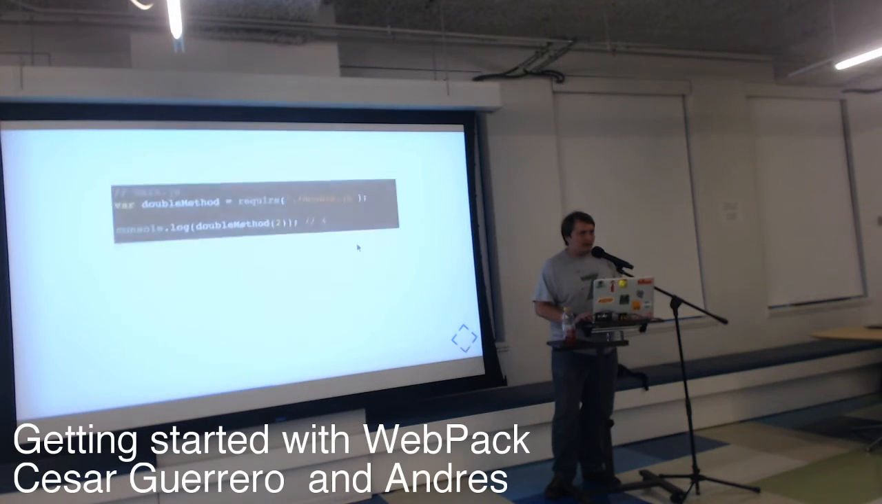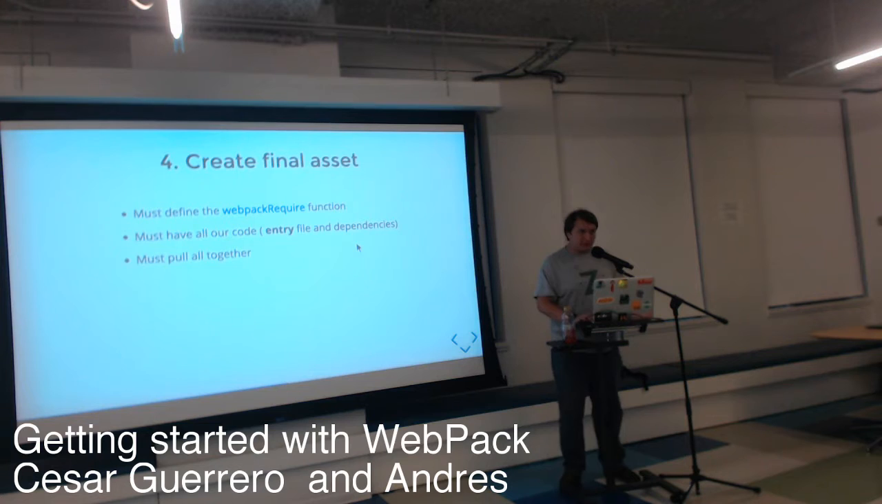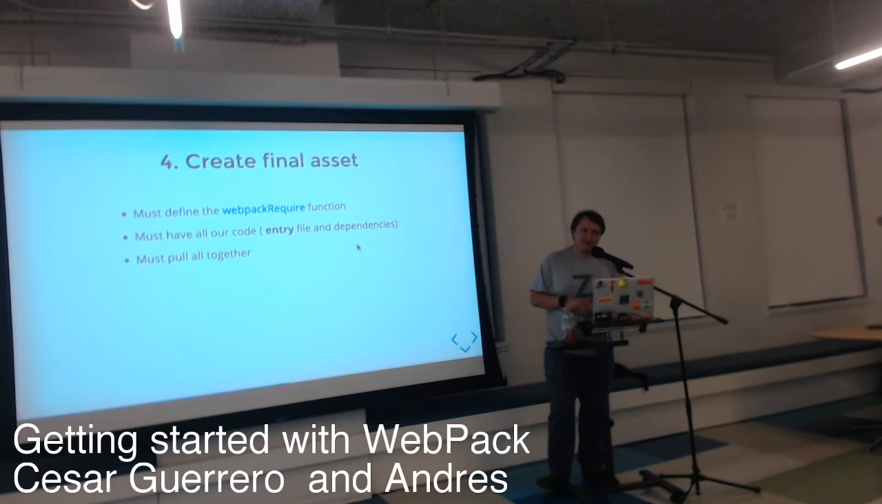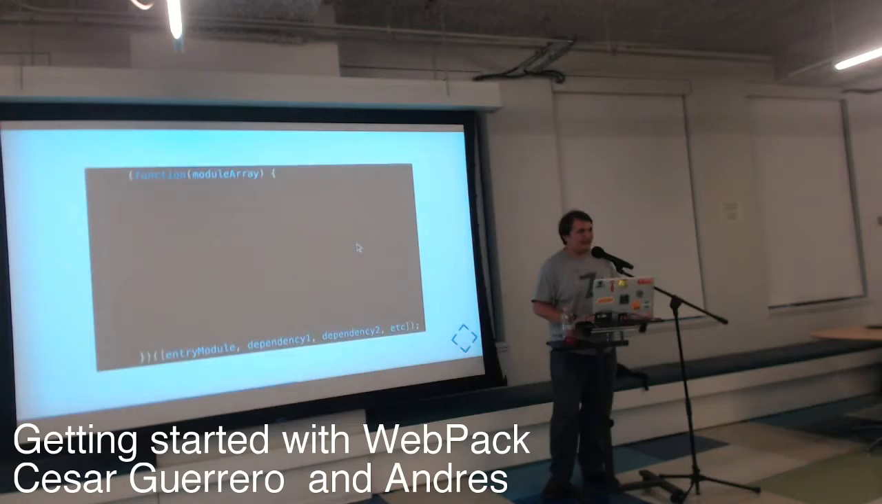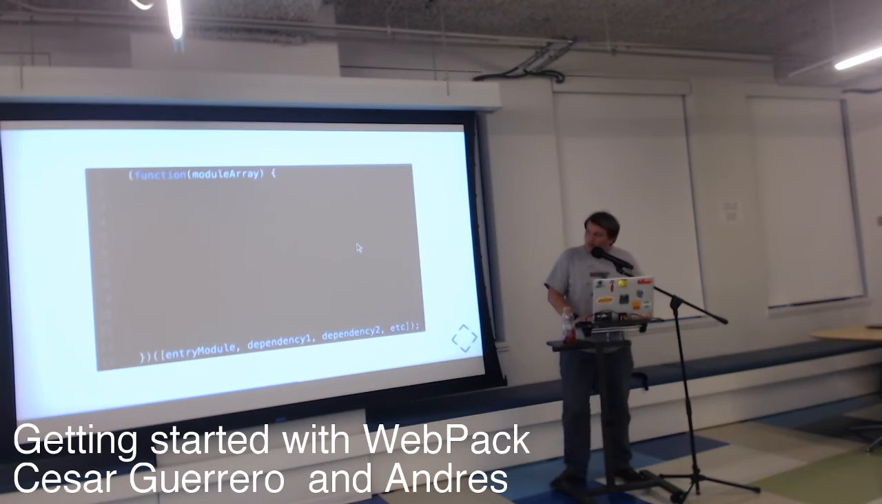And after that, we are going to create the final asset, that is like the real magic that is under the hood of Webpack. We have to define the Webpack require function that we have used before. And this final asset will have all our code, starting with the entry file and all its dependencies, and should pull all those files together in just one file if we are creating just one bundle. So for that, Webpack is going to do this.